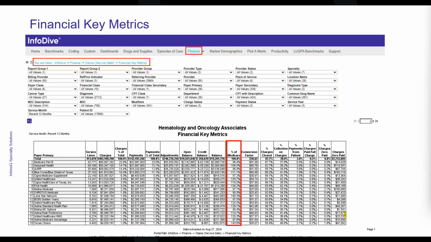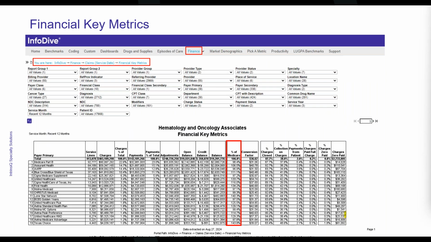You're also going to have your percentage of Medicare that you're collecting to see how well you're being reimbursed, and then you can also sort on that column. And then you can see your percentage of collection on charges, as well as the percentage of charges that are paid at full charge and zero paid charges.